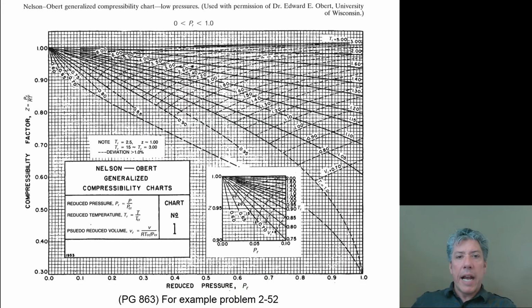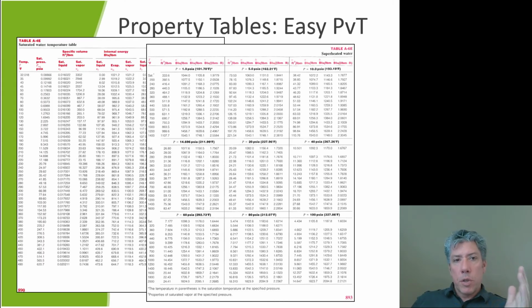So the actual chart looks something like this. Notice that the reduced pressure axis only goes up to 1.0. These are called Nelson-Obert generalized compressibility charts, or just compressibility charts. And notice that this is not the whole thing. This is just from a reduced pressure of 1.0 back to 0.